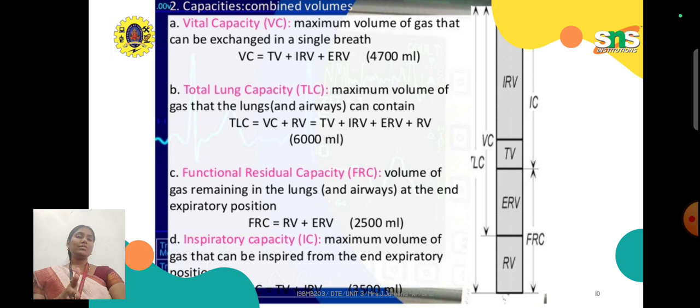Based on this topic, you may get a 2 mark question as a problem, even in 16 mark or 14 mark questions. Any type of problem you can get based on this topic.